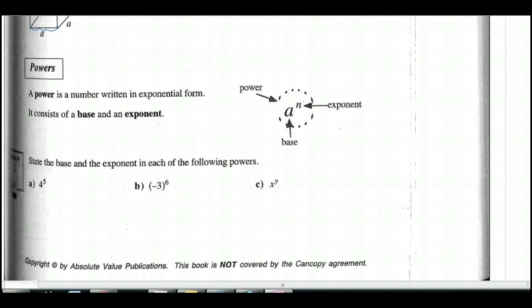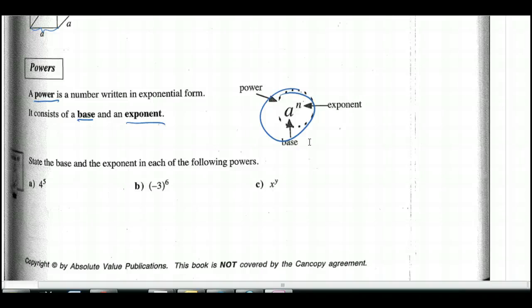So a power is a number that can be written in exponential form. We have the base and the exponent part, and the whole thing is called a power. The base in this case would be a, and the exponent would be the n. a and n just designate any possible values here.